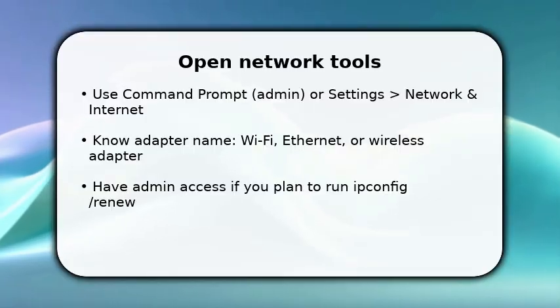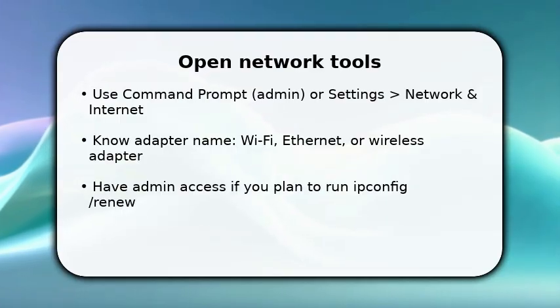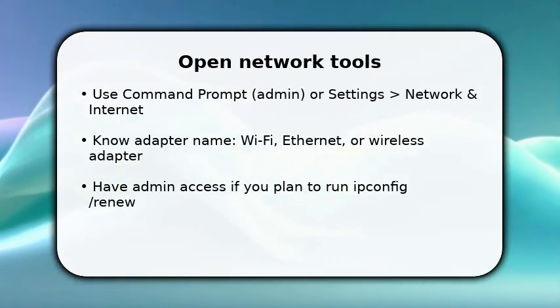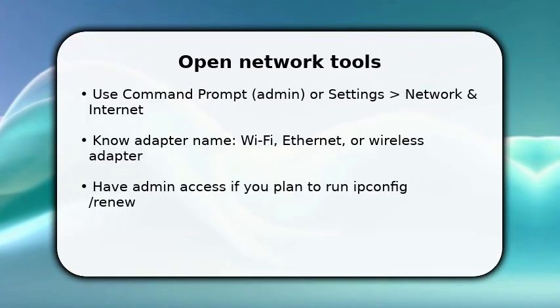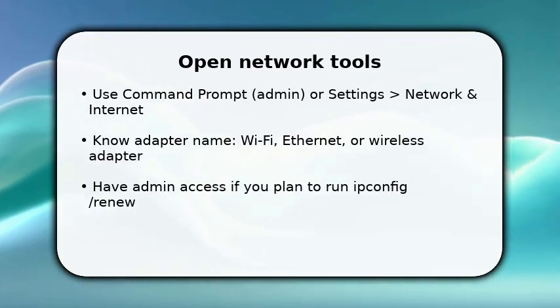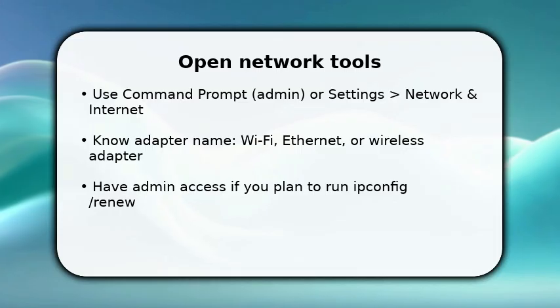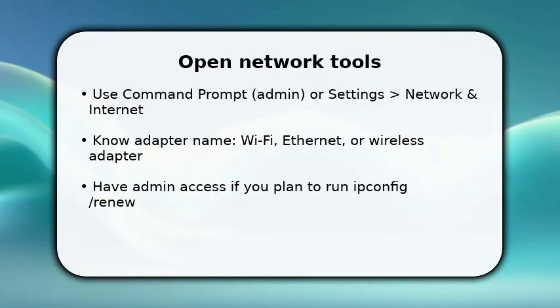You'll start by opening the tool that shows addresses. On Windows, press Windows plus R, type CMD, then press Enter. For more details, open Settings Network and Internet. Make sure you pick the active adapter named Wi-Fi or wireless. This tells you which interface's IP you need.